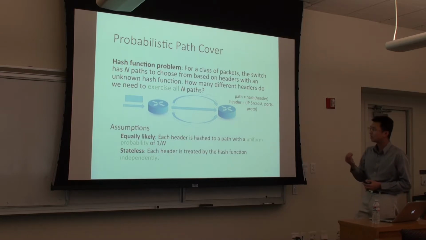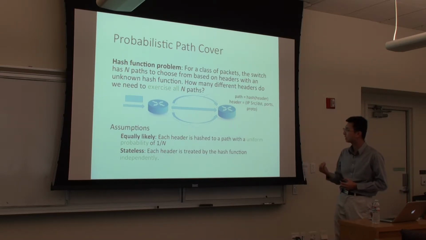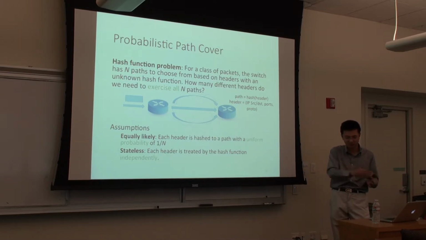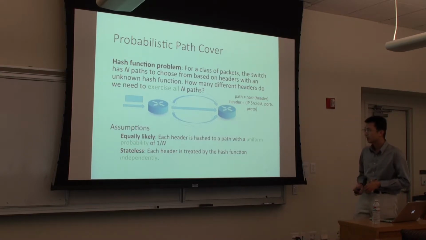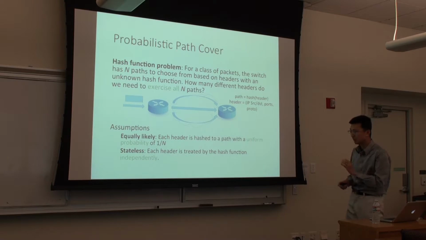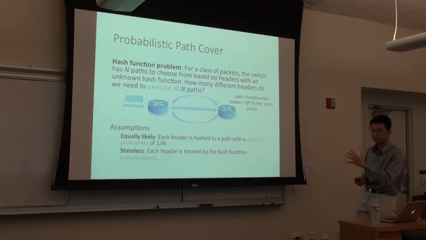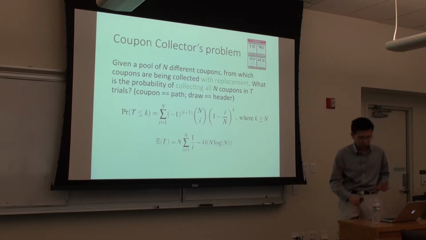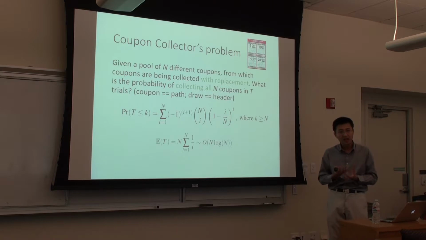First, I assume that each header is hashed to a path with a uniform probability of 1 over n. And this is reasonable because it's the hash function's job to balance the load as uniformly as possible. And the second assumption is that each header is treated by the hash function independently. In other words, the hash function is stateless.